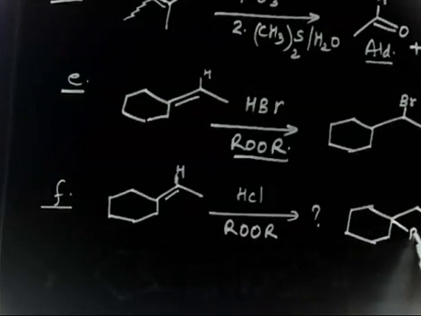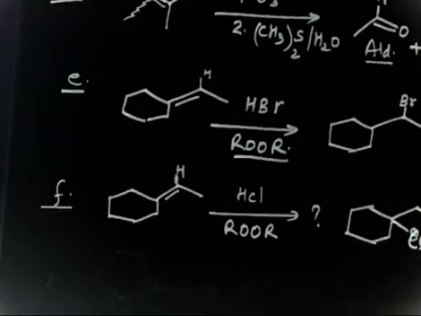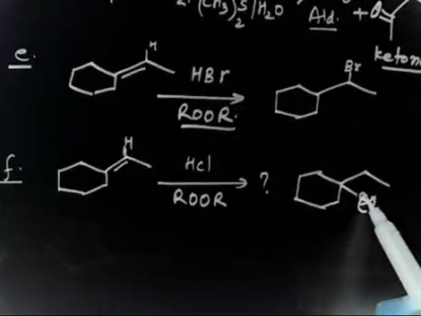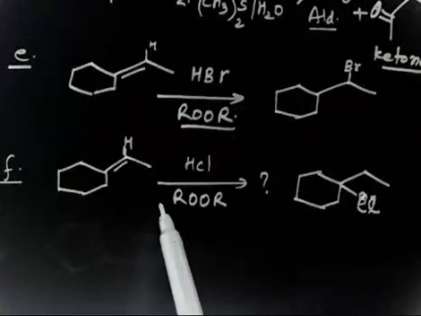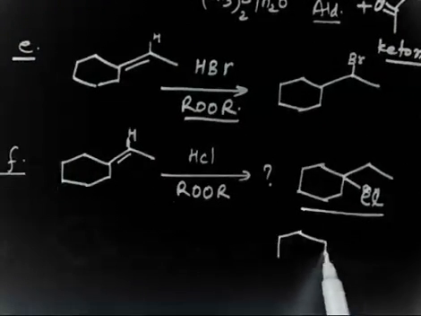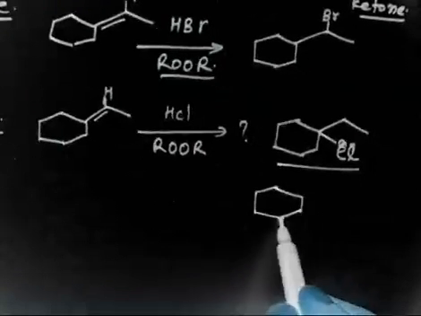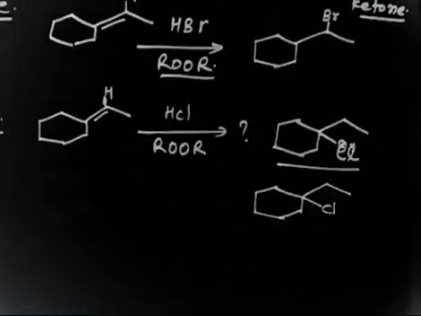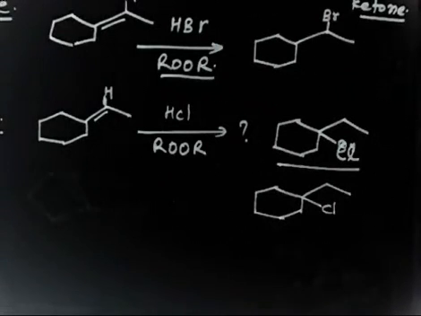Now Br will go here, Cl will go here. So let us write Cl. Cl will go here at this position, because in this case there is no anti-Markovnikov. I can write more if you have not been able to write this one. So let us write the same thing again. Here you have a chlorine. Are you getting it? In this case there is no anti-Markovnikov addition, because HCl does not give it.